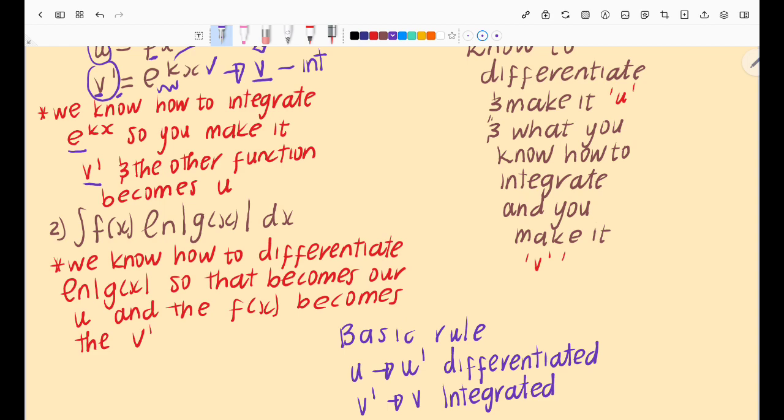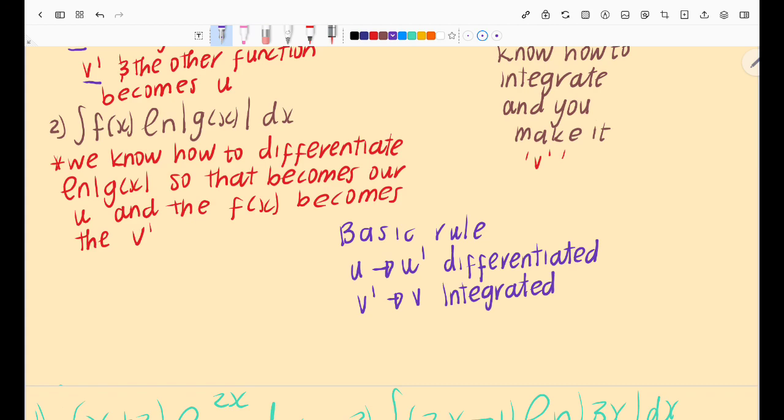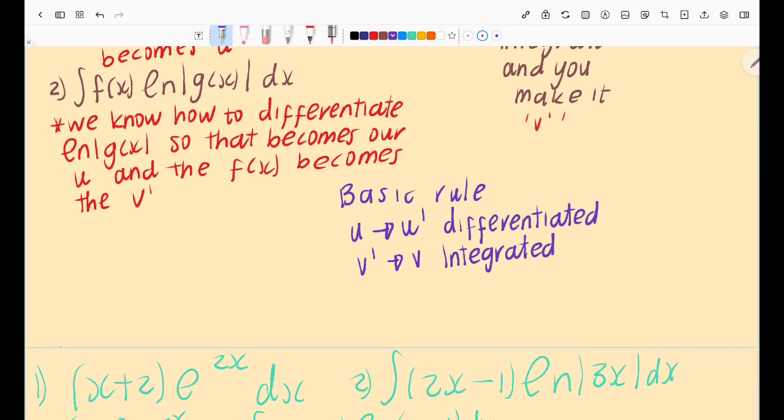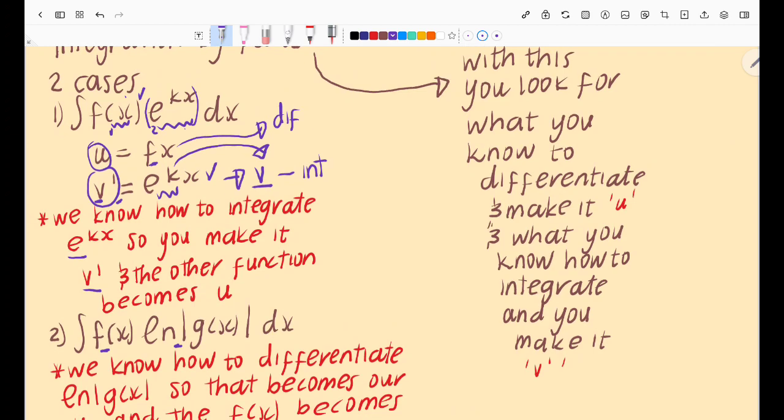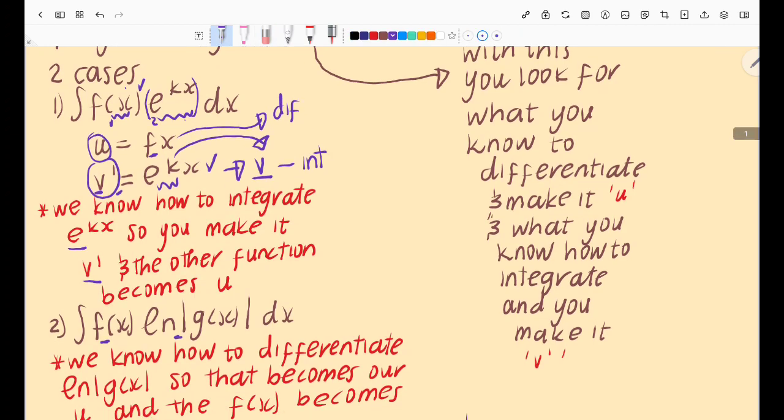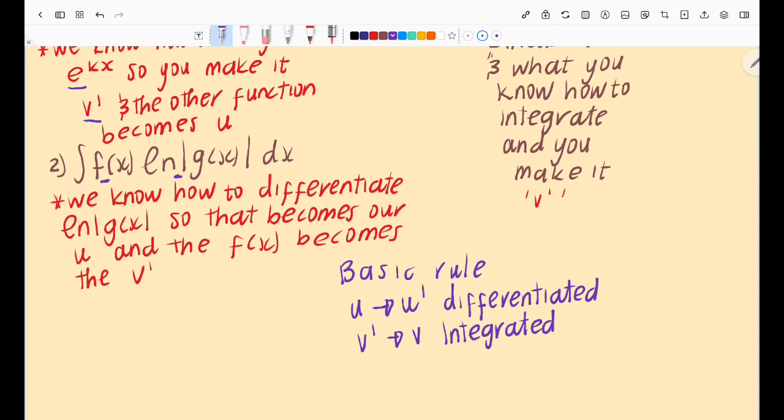And then we have the second case, right, where you have a ln function now. You have some function, right, multiplying a ln function. So you have two cases under integration by parts, where some function is multiplying a function of e to the power of kx, and some function multiplying a ln function, right? So if you guys remember from differentiation, we can differentiate a ln function. So that becomes your u, and then the other function now becomes your v1. It's as easy as that.